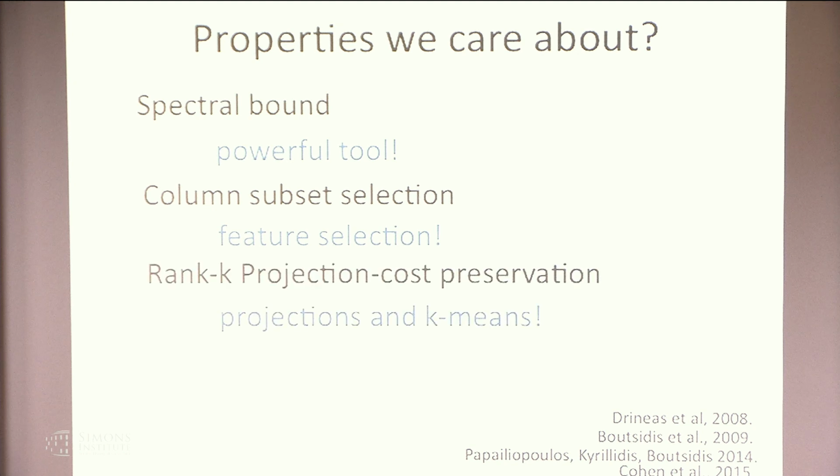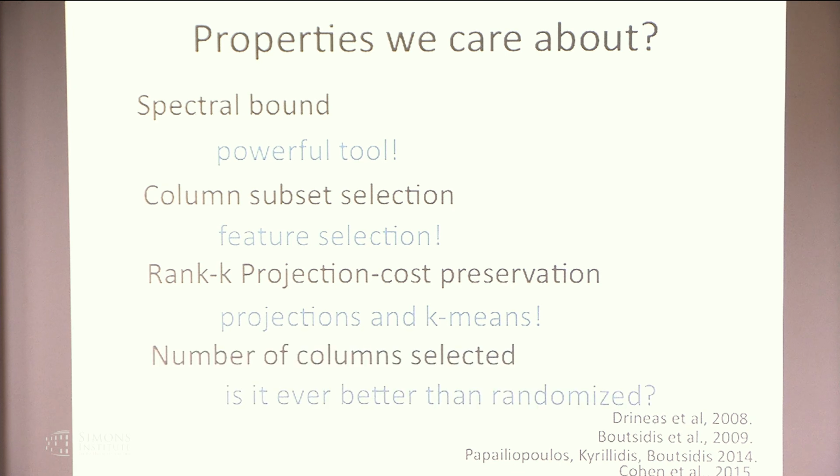Then there's also rank K projection cost preservation. Bounds of this type are important because they mean that low rank projection problems can be solved with your column subset matrix rather than your full matrix, and you're still preserving the projection cost. This has implications for k-means clustering because the k-means objective function can be written in terms of a projection matrix. This has been interrogated before for randomized ridge leverage sampling. And the question was, can you get a similar bound for deterministic sampling with ridge leverage scores?